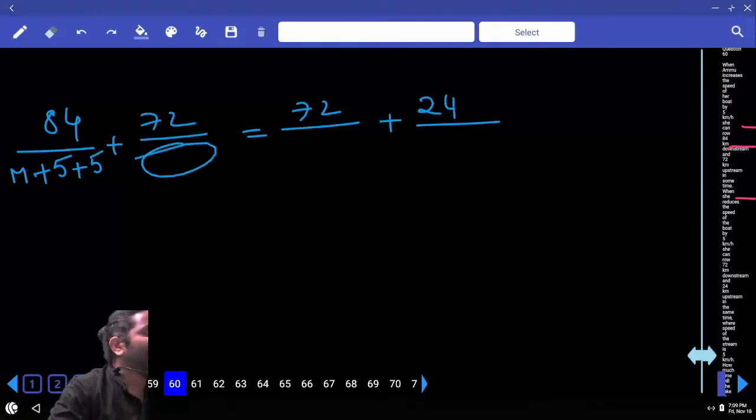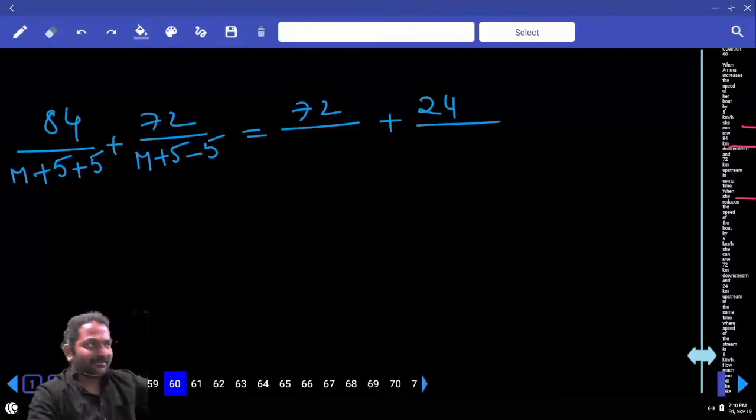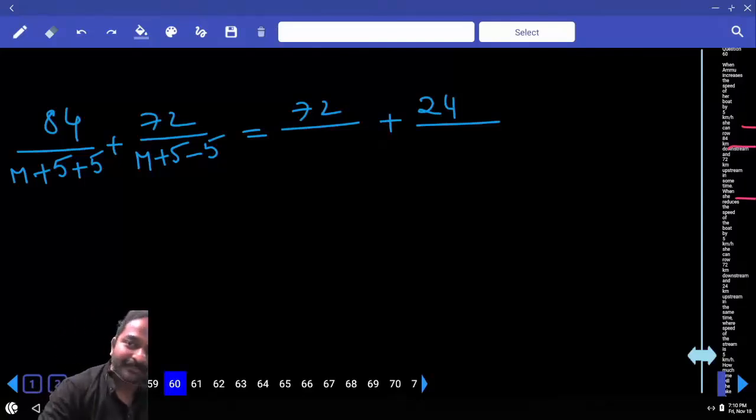Here, 72 by, what should I write? Up or down? Up, right? Upstream, m minus s. M value, m plus 5. S value, 5. We can simplify that later. I am writing this just for the sake of your understanding.